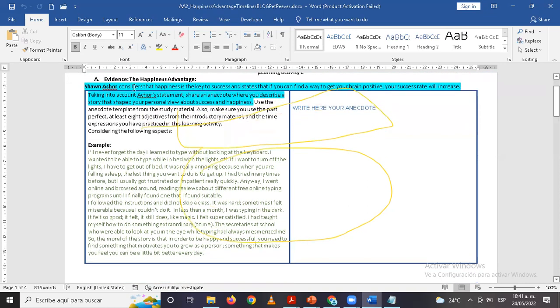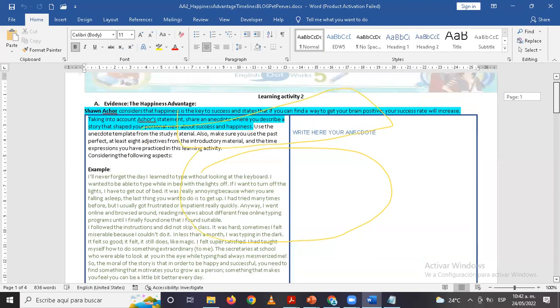So you have to take advantage of your happiest events, anecdotes you have in your life, and write a short anecdote, a short story where you explain how that event, that happy event, shaped the way you are now. This is the first part of the activity.